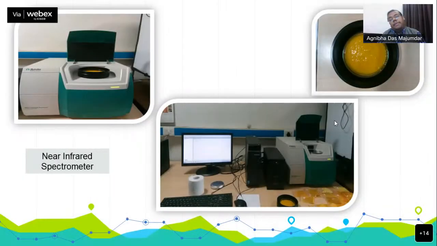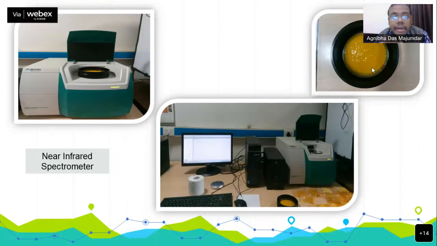Now, coming to the instrumentation. These are pictures of the NIR spectrometer, and we collaborated with the CSIO Chandigarh lab for our research work. This is a Metrohm NIR spectrometer, and in the right-hand picture you can see the sample holder, where we put the mango pulp. After the analysis of the mango pulp, we got some NIR spectra.